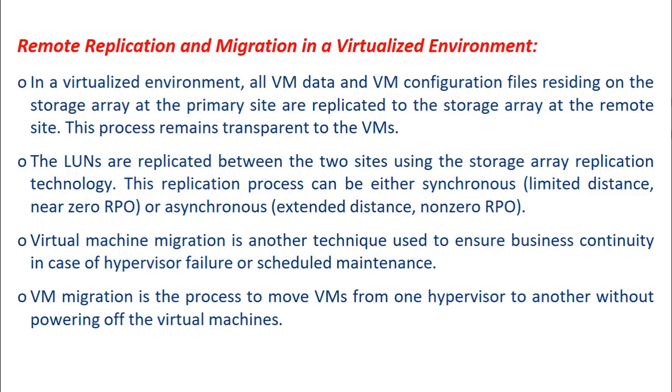The replication process can be either synchronous or asynchronous. Synchronous means limited distance and near zero RPO, while asynchronous offers extended distance and non-zero RPO. So there is a trade-off between RPO and distance. If you want near zero RPO, then we need to compromise with the distance; the distance should be limited. If there is no issue with a non-zero RPO, then we can go for asynchronous mode, which offers an extended distance connectivity option.